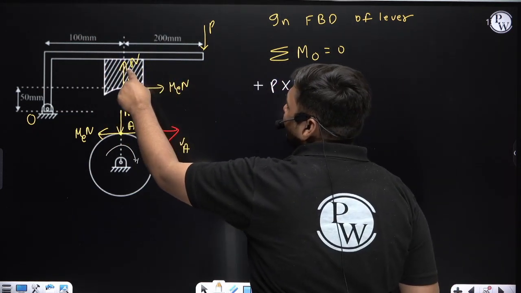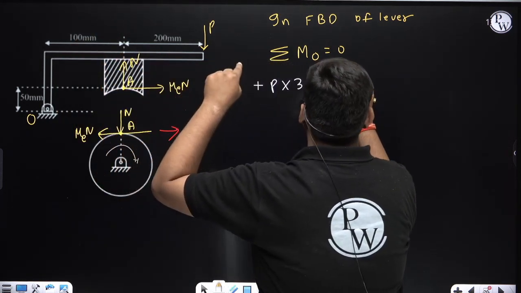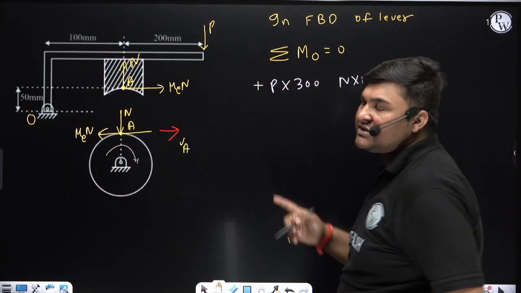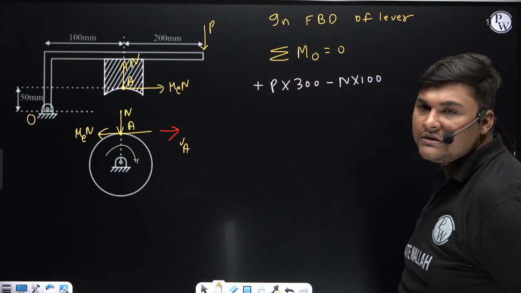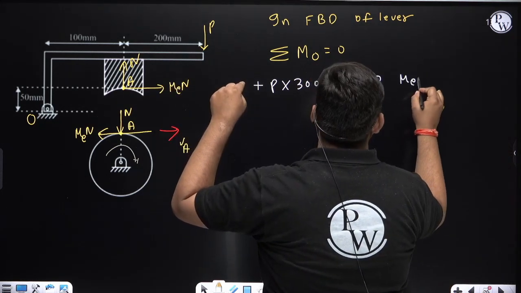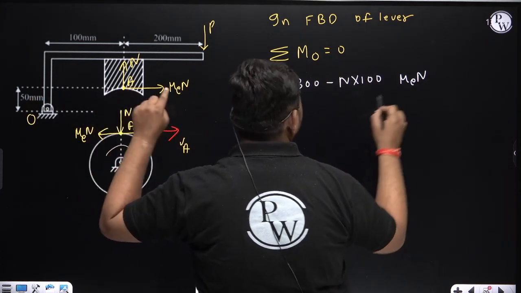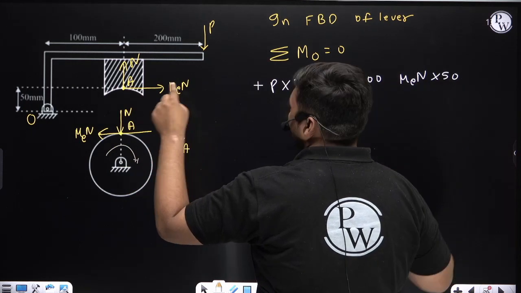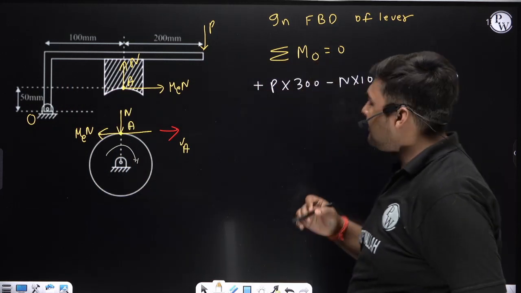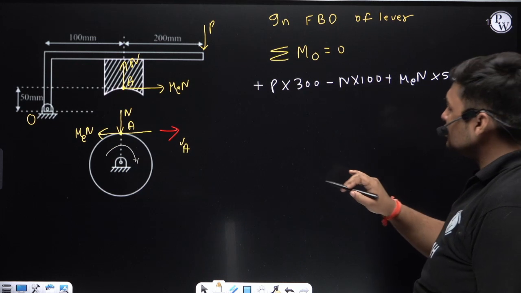Now the moment due to this force N. Its perpendicular distance from O is 100, so the moment will be N into 100. The direction of moment is anti-clockwise. I am considering clockwise as plus, so anti-clockwise as minus. Now the moment due to this friction force, which is mu equivalent into N. Its perpendicular distance from O is 50, so it will be mu equivalent into N into 50. The direction of moment due to this friction force about O is clockwise, and I am considering clockwise as plus. The net moment about fulcrum O should be 0.